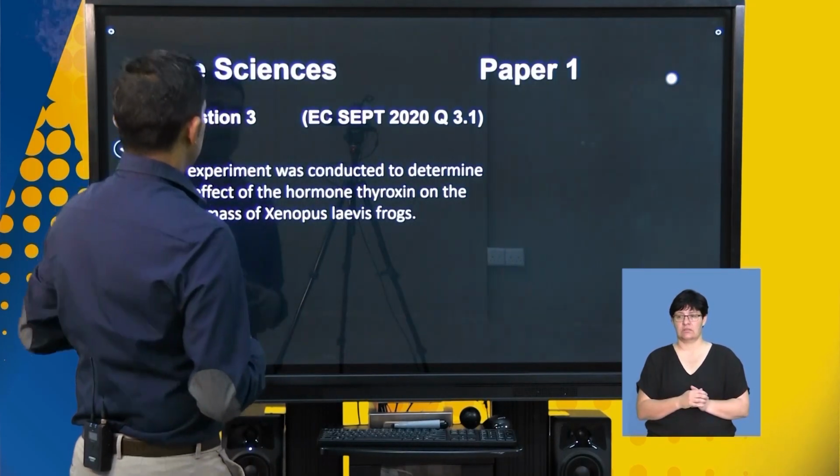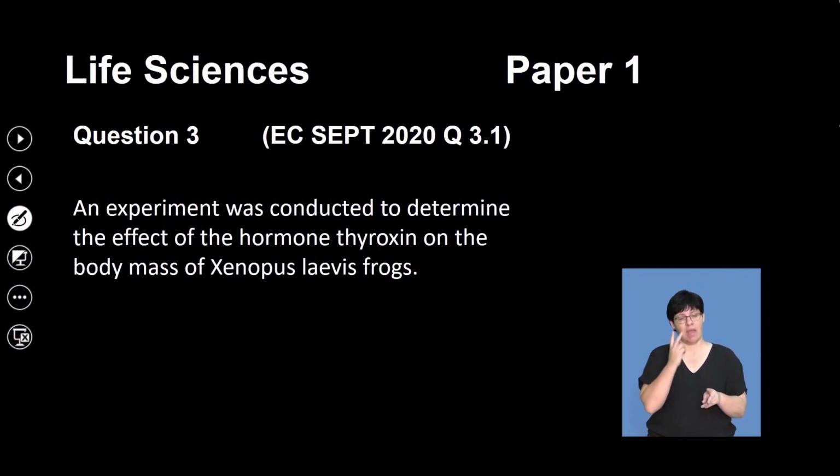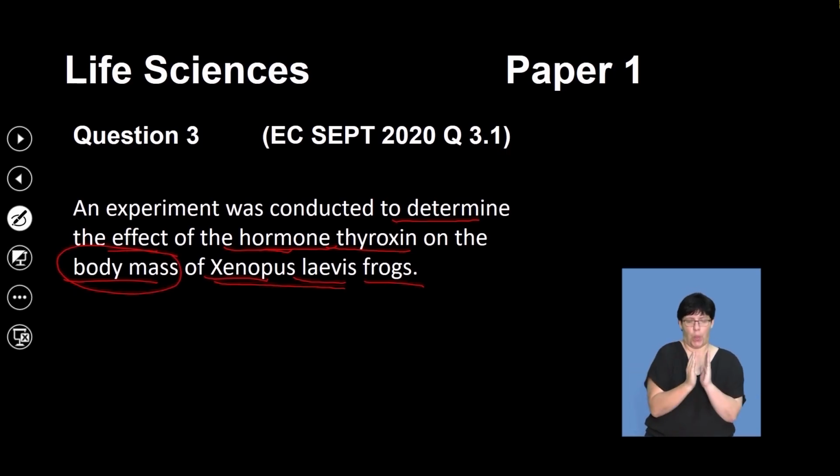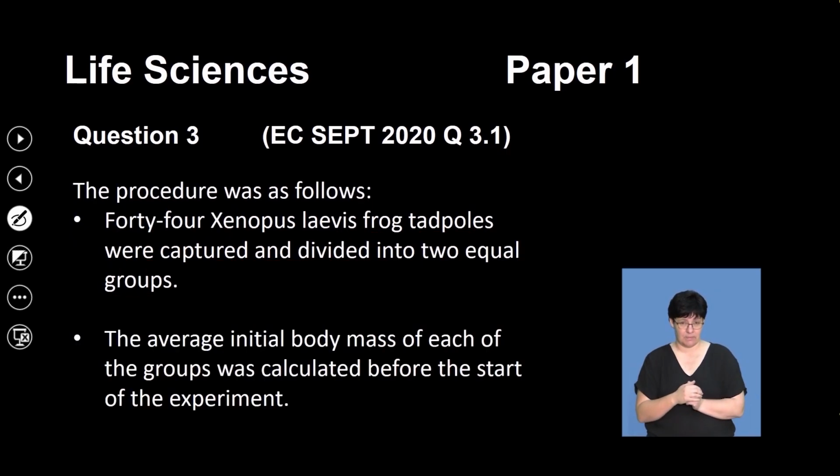So guys, we're going to move on to the next question, and that comes from, again, the Eastern Cape September prelim exams. An experiment was conducted to determine the effect of hormone thyroxine on the body mass of Xenopus laevis frogs. So obviously, this experiment was looking at the effect of thyroxine on the development and the body mass of the frog species Xenopus laevis. Okay, let's read further into this experiment. The procedure was as follows. So we need to look at what they've done.